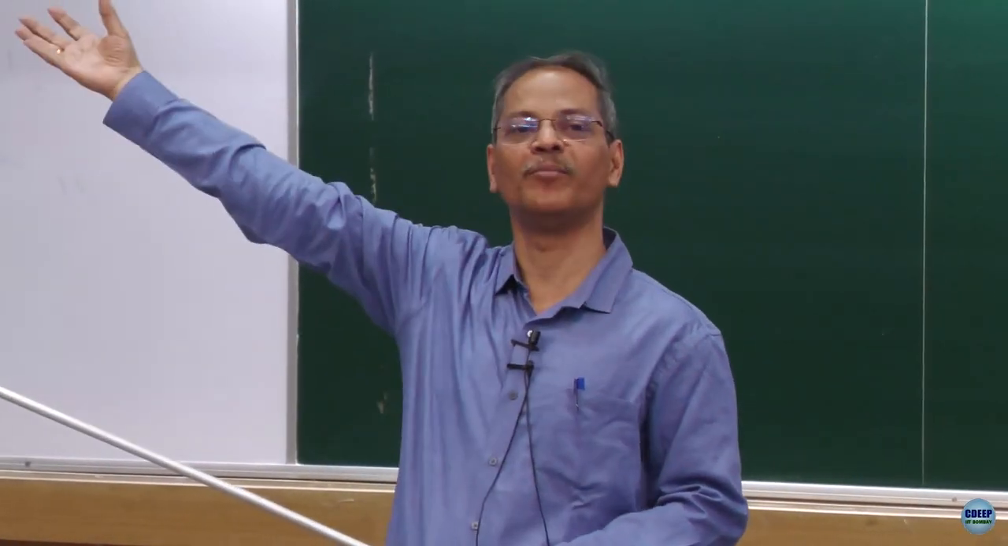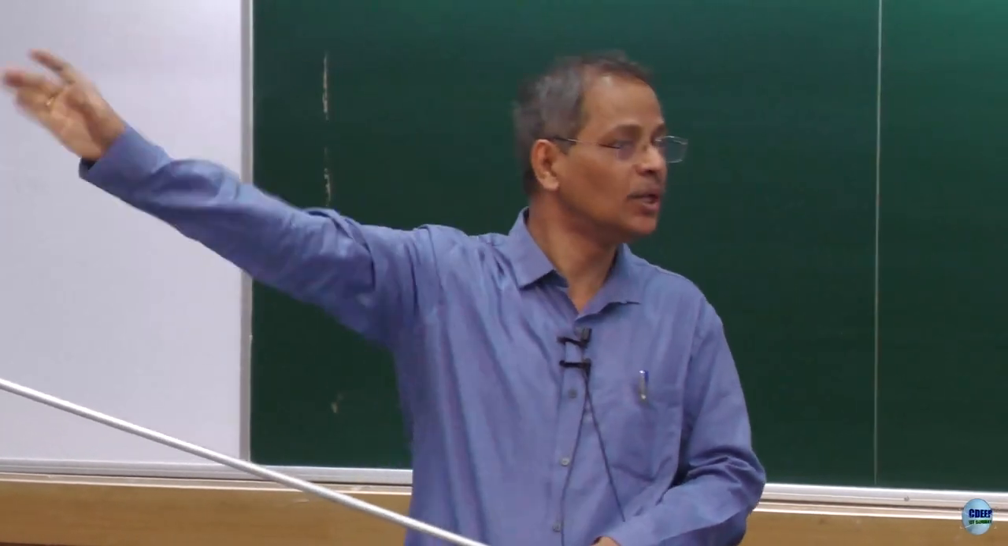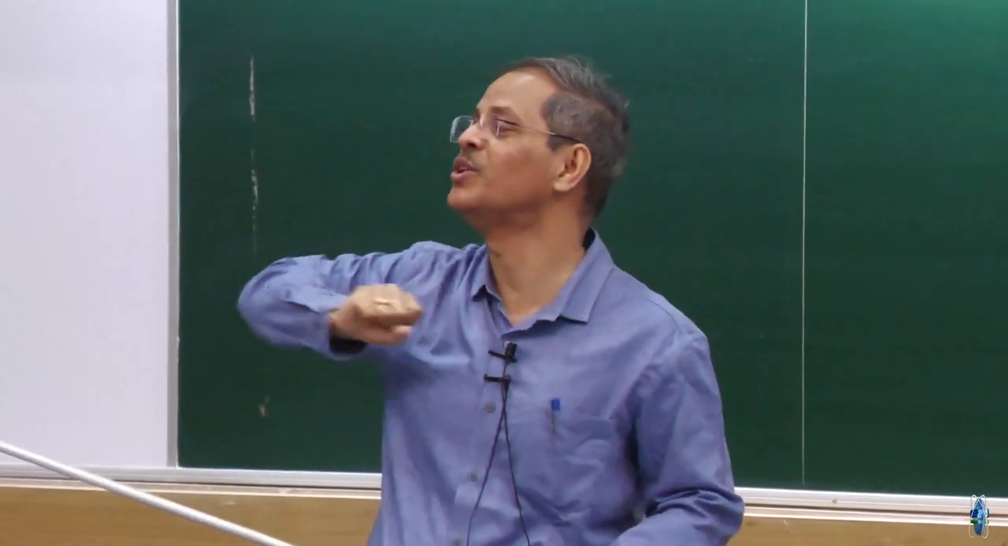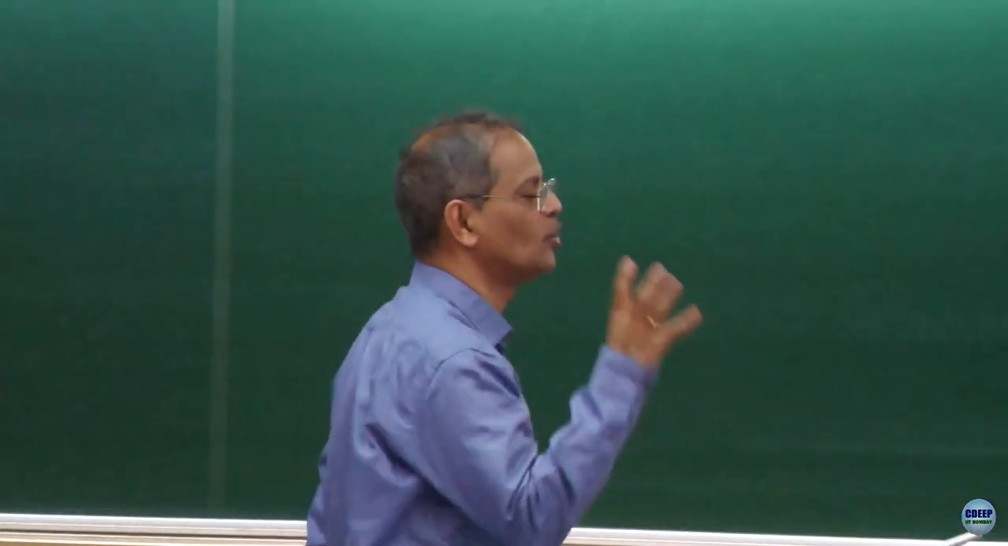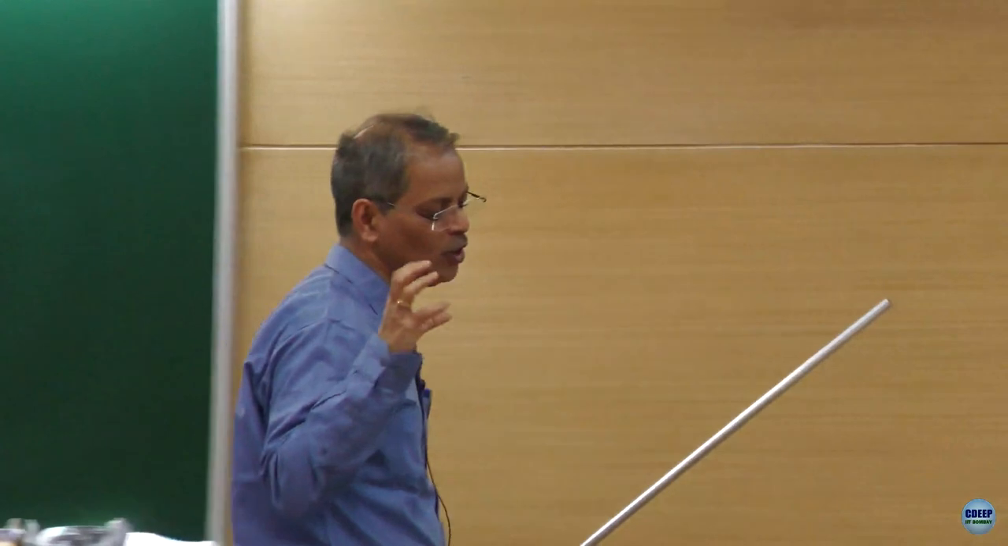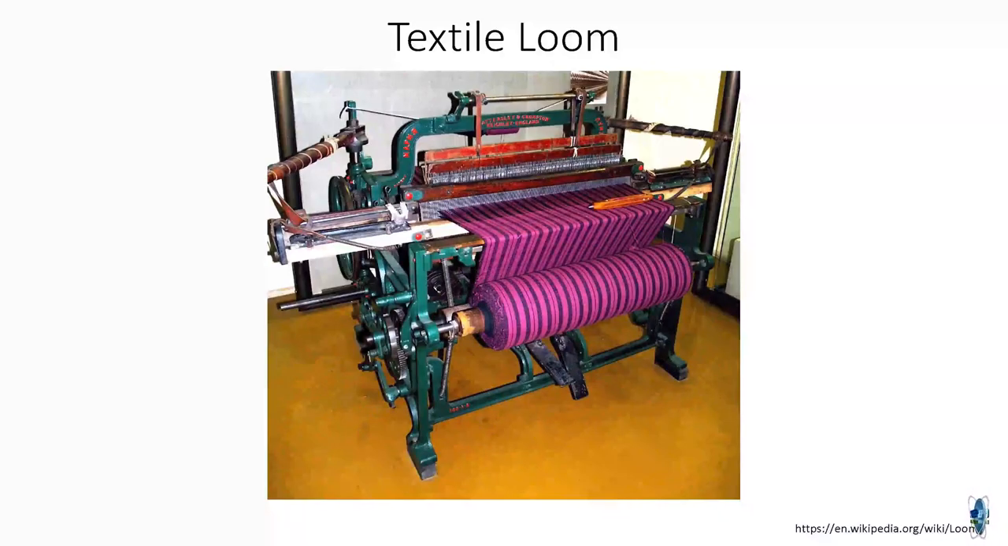But then when I am in the orbit, when I need to, I should be able to jet out. So these are called deployable mechanisms. In space applications, these are very much essential because you want to reduce the volume of packing and then unfurl it when needed. This is a textile loom, practically everything that we are wearing.